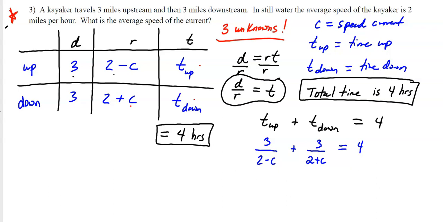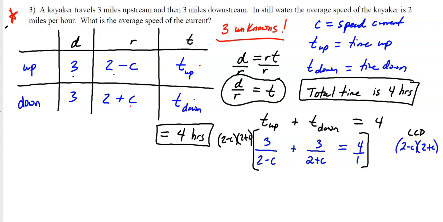So I think the LCD for this one that I'm going to use, and remember this is just kind of a 1 down here, is 2 minus c, 2 plus c. So I'm going to multiply every single piece of this equation by 2 minus c, 2 plus c, and that's going to get multiplied by all of this. And then some things cancel out.